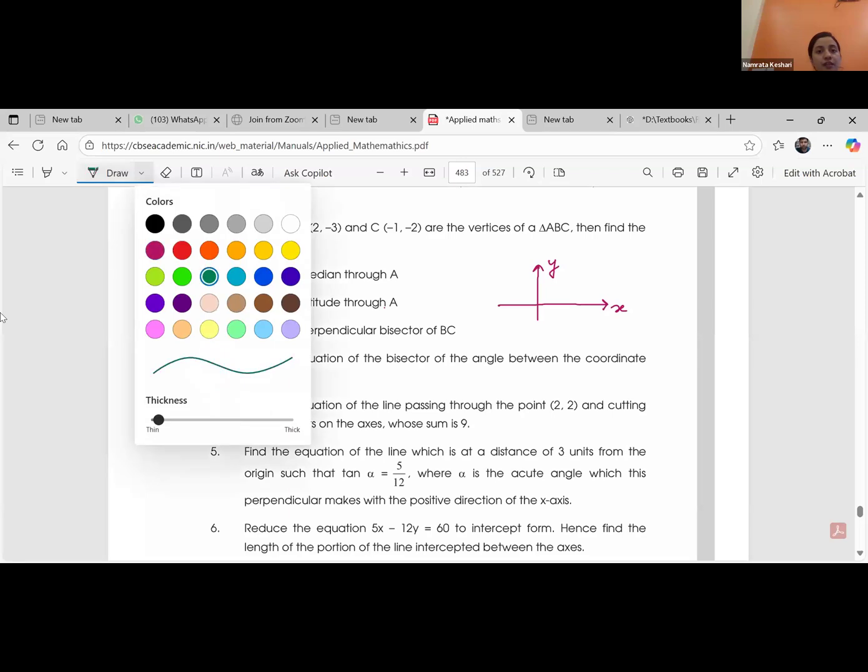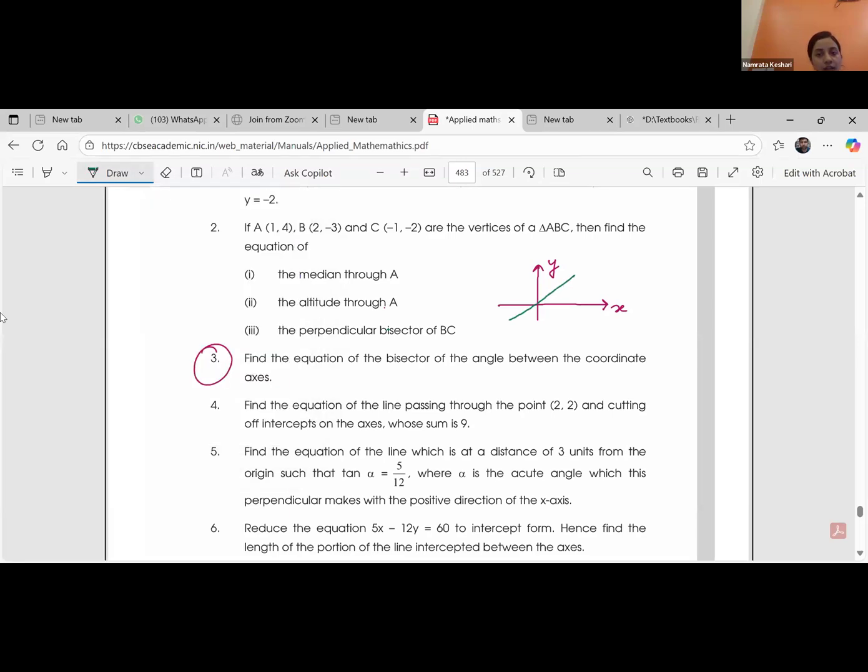And what are we supposed to find? The equation of the bisector of the angle. We know that between the x and y axes, this complete angle is 90 degrees. Do we know that? Yes or no? Yes, ma'am. Okay, and this angle is getting bisected by the line L. L is the bisector of the angle between the coordinate axes. That means it will cut this 90 degrees into two equal parts. Here we will have 45, here we will have 45. Is it making sense to all of you?